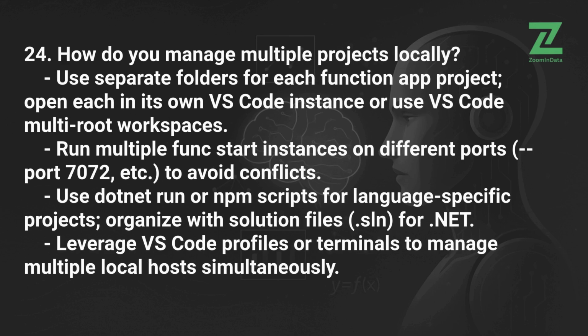24. How do you manage multiple projects locally? Use separate folders for each function app project. Open each in its own VS Code instance or use VS Code multi-root workspaces. Run multiple func start instances on different ports, port 7072, etc., to avoid conflicts. Use dotnet run or npm scripts for language-specific projects. Organize with solution files, .sln, for .NET. Leverage VS Code profiles or terminals to manage multiple local hosts simultaneously.